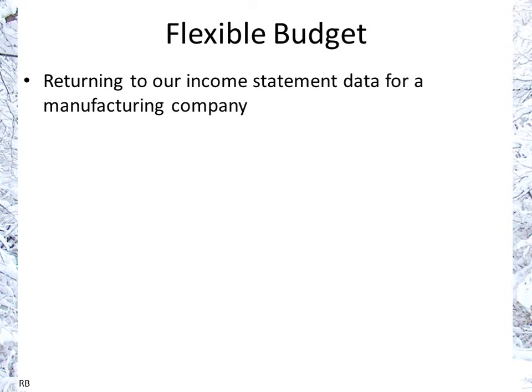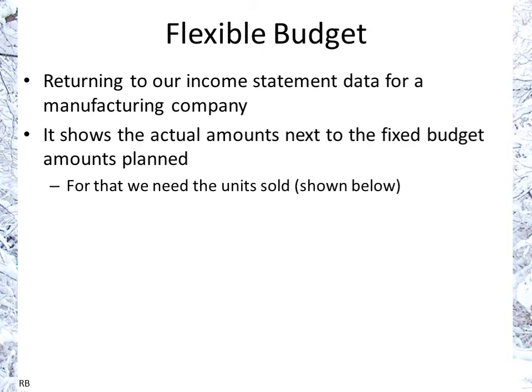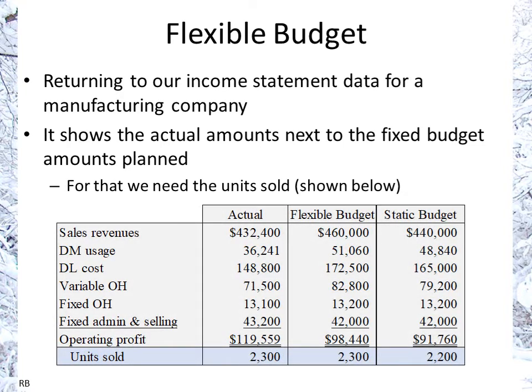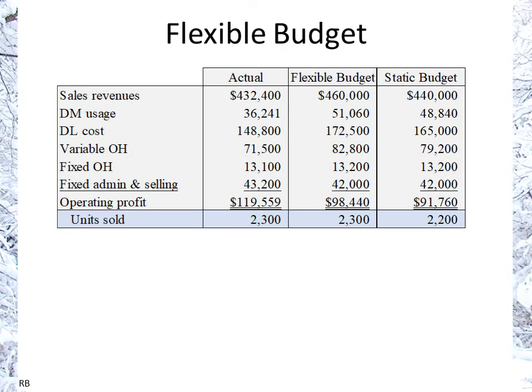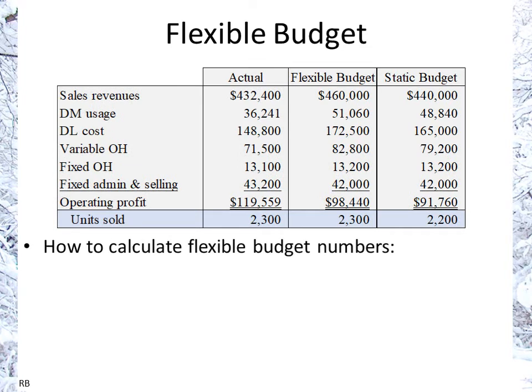Coming back to our income statement data for a manufacturing company, it shows the actual amounts next to the fixed budget amounts planned. So for that, we need the units sold. So that's shown here, as you can see. Now, how did we get to the flexible budget? I'd like to also add that we place the flexible budget in the middle here between our static and our actual. We'll see it towards the end again, how it fixes and binds together.